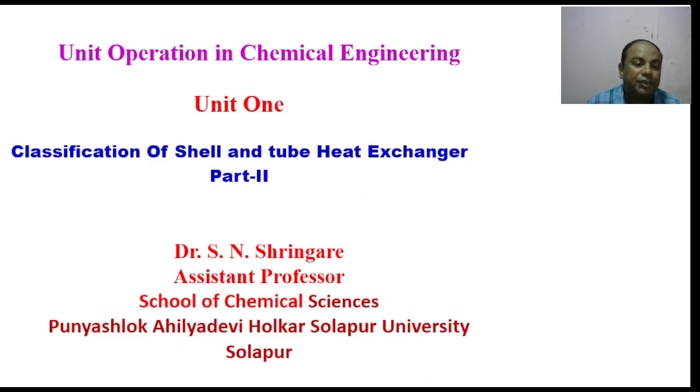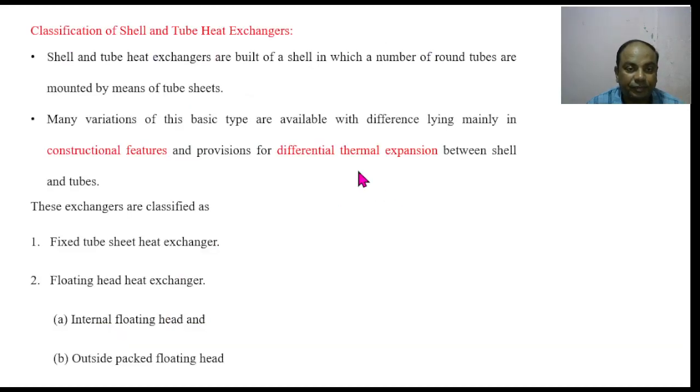Welcome all. Today we shall see classification of shell and tube heat exchanger. As we know, shell and tube heat exchangers are built of shell and tubes. The shell incorporates tubes, and these tubes are mounted by means of tube sheets. So, a classification of shell and tube heat exchanger is done on the basis of variation of basic type that are available.